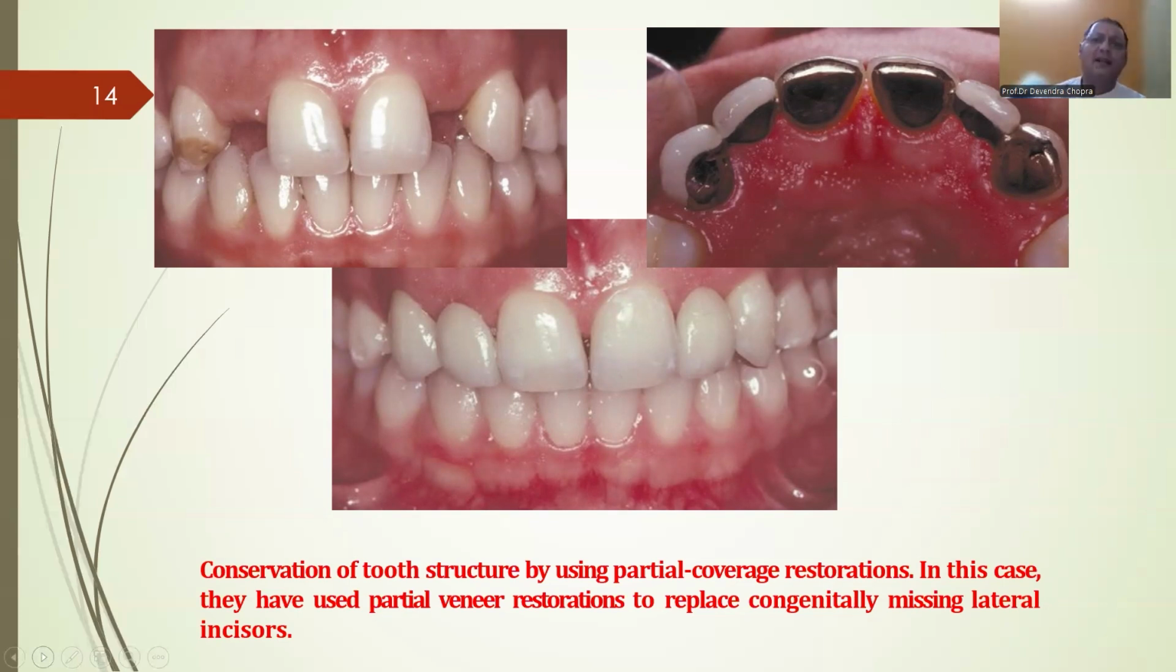So why go for excess reduction if it is not required, especially when you are dealing with young patients aged between 30 to 35, where the pulp horns are very high and the patient can complain of sensitivity during the preparation. Okay, next slide.